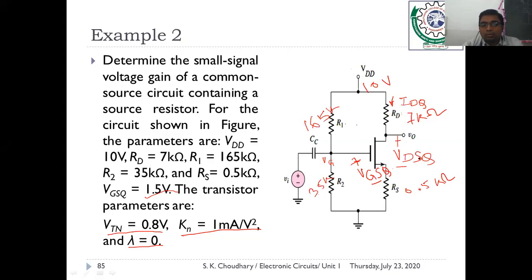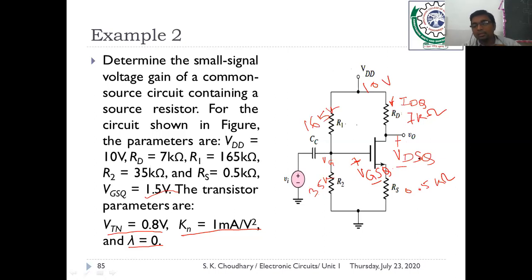As I told you, when you are solving any numerical, first of all you have to assume your transistor is biased in the saturation region. When you assume this, it would automatically act as an amplifier. So we are solving the numerical for the amplifier. That's why we have assumed this.